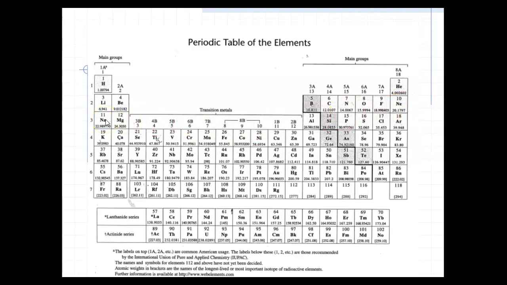A little bit later in the unit, we'll talk about why things in the same group have the same properties. And groups are these vertical columns, if you think about this as a sort of spreadsheet. Groups 1 and 2 are part of what are called the main groups, and then groups 3A through 8A or 13 through 18 are also main group elements. You'll see it says that up here. So the main groups are 1, 2, and 13 through 18, or 1A, 2A, 3A, 4A, etc.